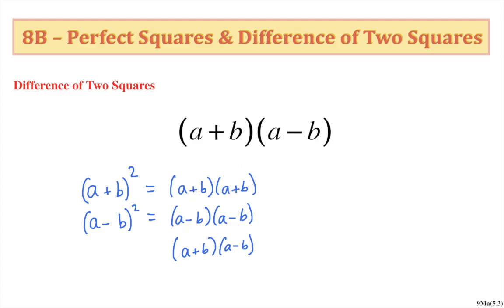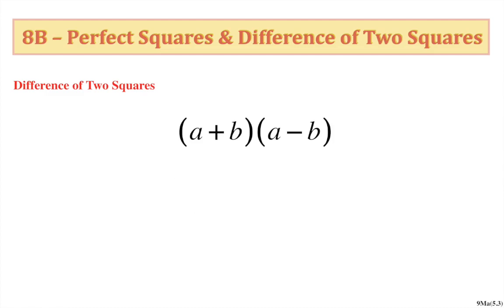Both brackets are identical with minuses. Both brackets start with the same letter, finish with the same letter, but one has a plus and one has a minus. And that's the separate case we're doing now, and it's called a difference of two squares. So we've got our brackets. We can still FOIL it out. First, outside, inside, last. Let's do that.